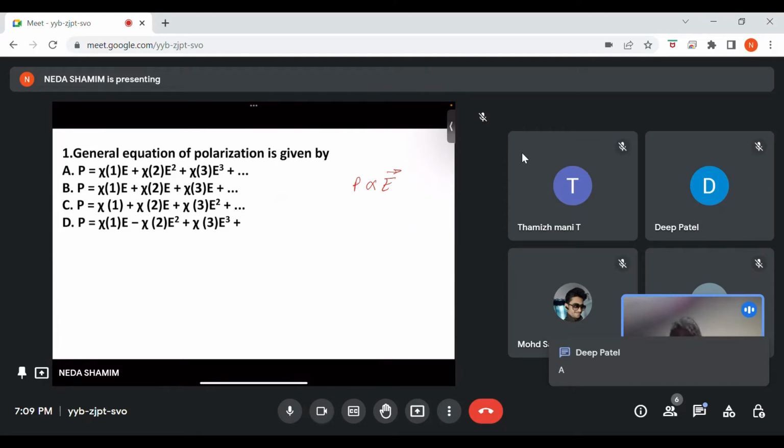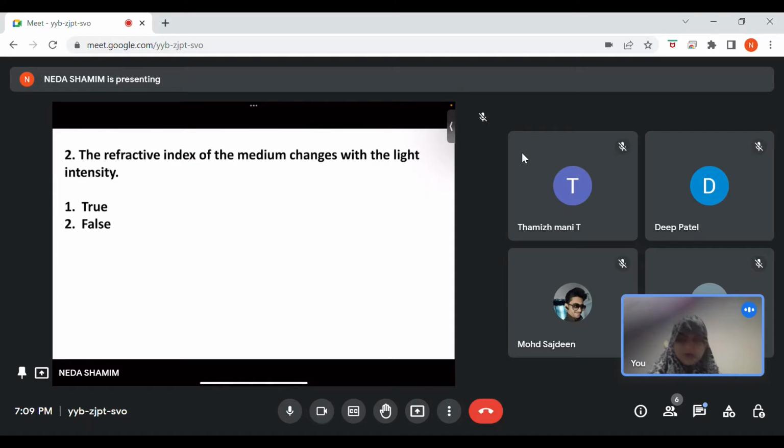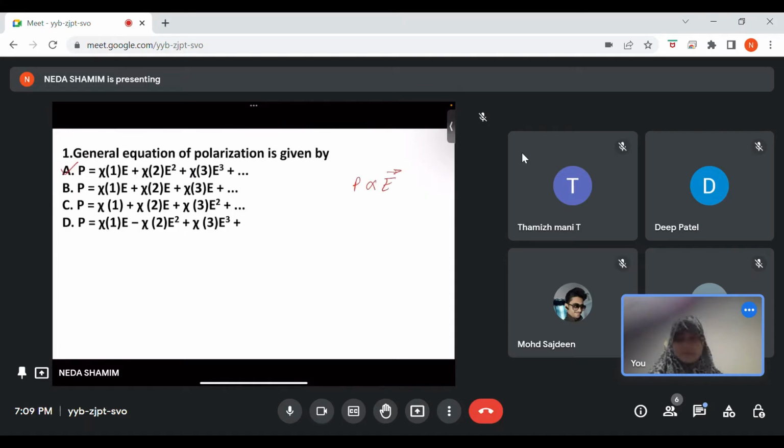Deepatin says A. Anyone has any other answers? Option A. Yeah, option A is the correct answer. Here I wanted to discuss something. So this is the correct answer.